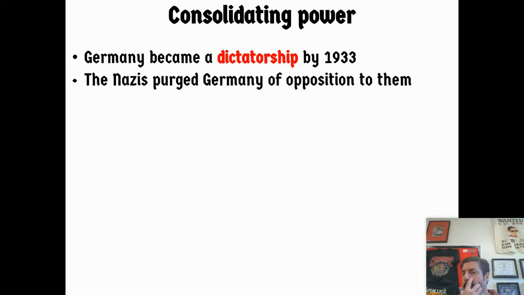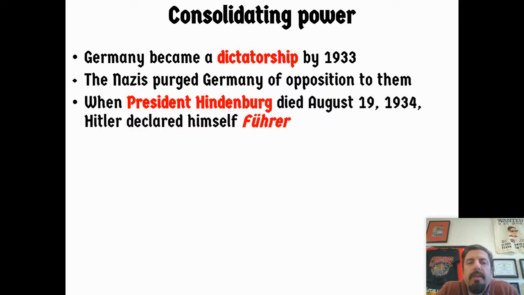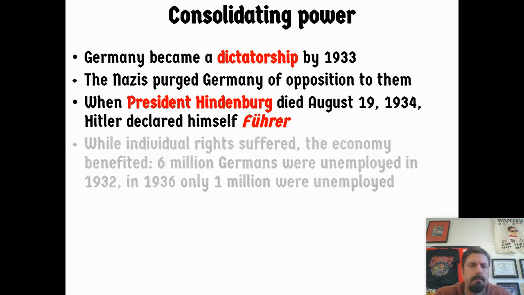So, in the course of the next few months in 1933, he starts to purge or get rid of his opposition. Anybody that belonged to another political party that was in the Reichstag, he got rid of them. The people that spoke out against him, he eventually would get rid of, and we'll talk about that in a few minutes. When President Hindenburg himself dies a year later, he amalgamates the two positions of president and chancellor and becomes the Fuhrer, the leader.